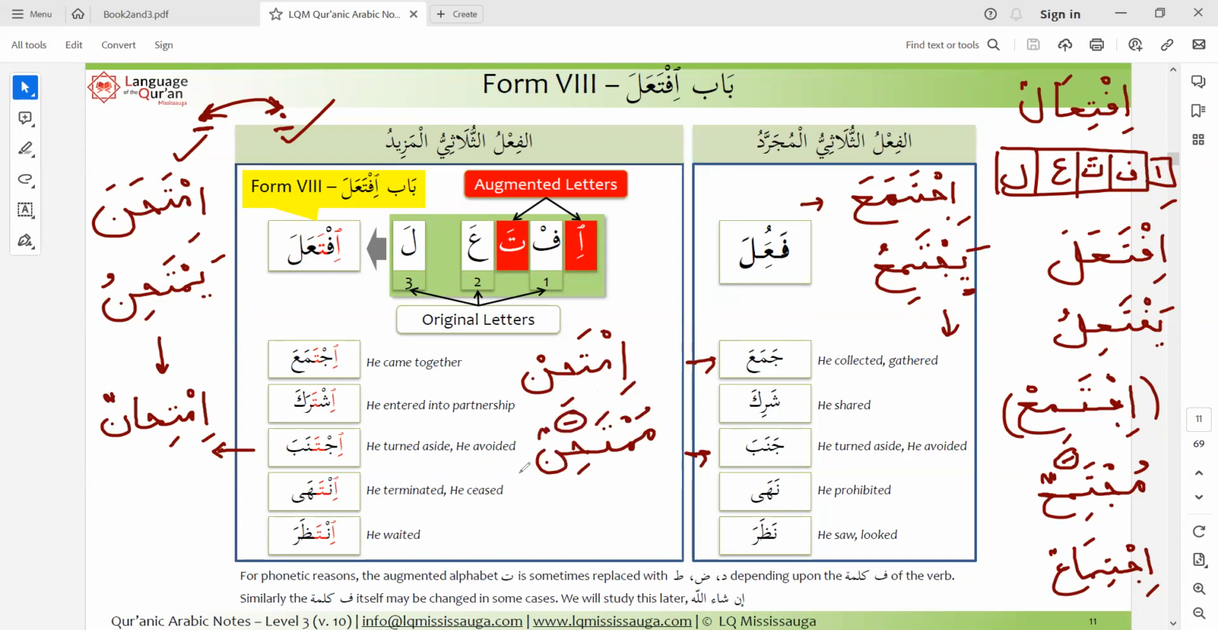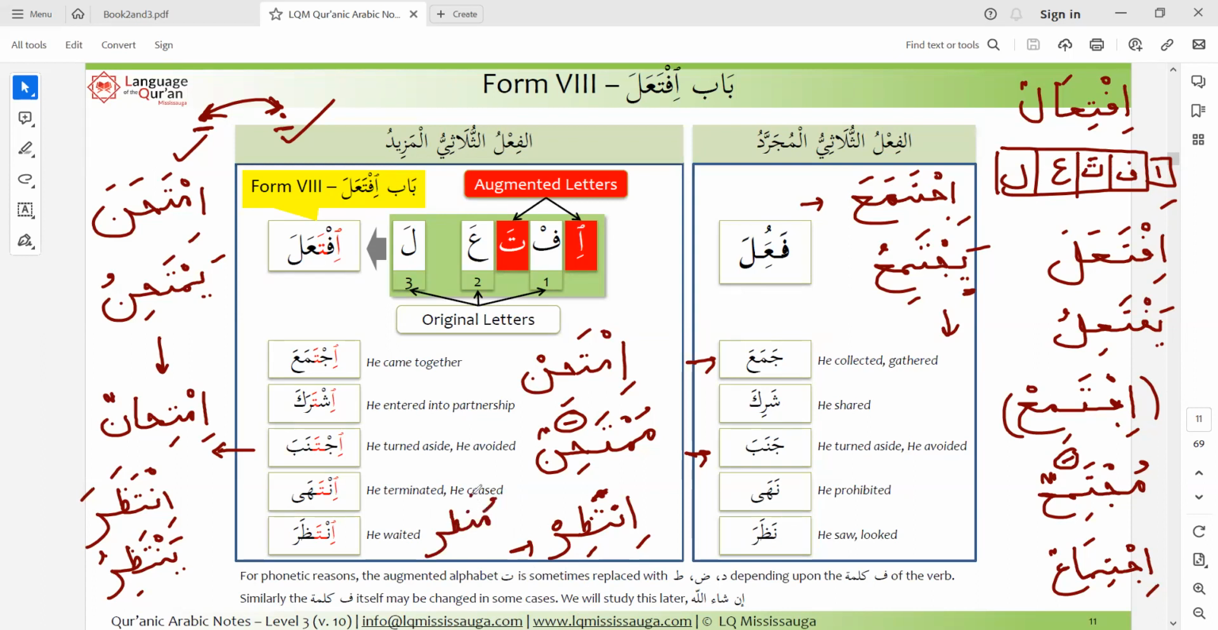انتظر, ينتظر. Okay, انتظر ينتظر, انتظار is the masdar. The amr is انتظر, meaning wait. انتظري, wait, you female. انتظر, you wait, male. انتظروا. So intazir, and then muntazirun.